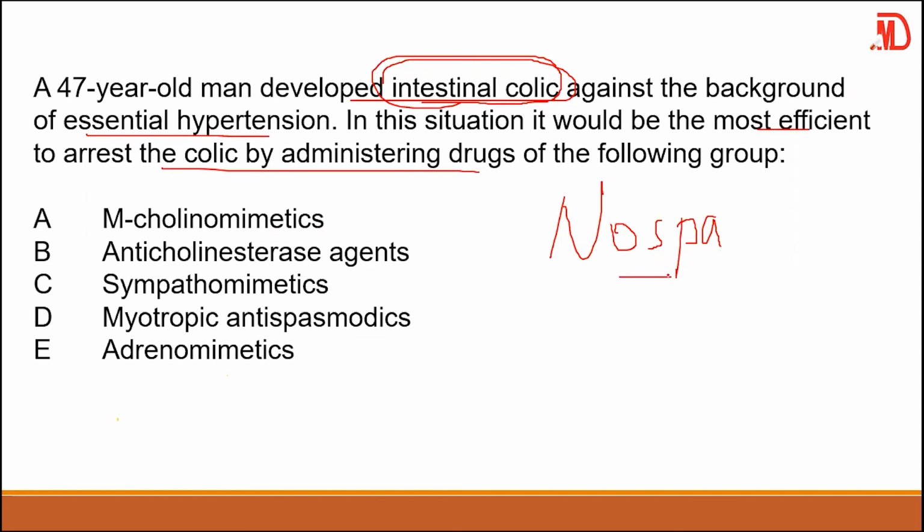The NOSPA, a myotropic antispasmodic or muscle relaxant. These are also called muscle relaxants. And this can help to manage both the intestinal pain and even hypertension. You know, when the muscles are relaxed, your pressure will somehow reduce, isn't it? Sometimes when people come with hypertension, we give them some drug that will relax them.